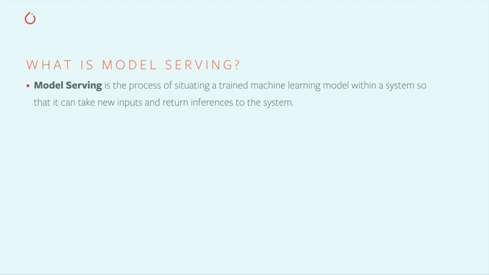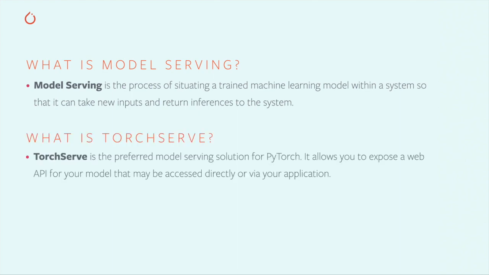A trained machine learning model alone does not make a full-fledged application. You'll need to integrate it into a larger system. In this video, I'll be using the term model serving to refer to this integration and subsequent use of the model. Recently, the PyTorch team released TorchServe, which is the preferred model serving solution for PyTorch. It's a performant and scalable tool for wrapping your PyTorch model in an HTTP or HTTPS API.